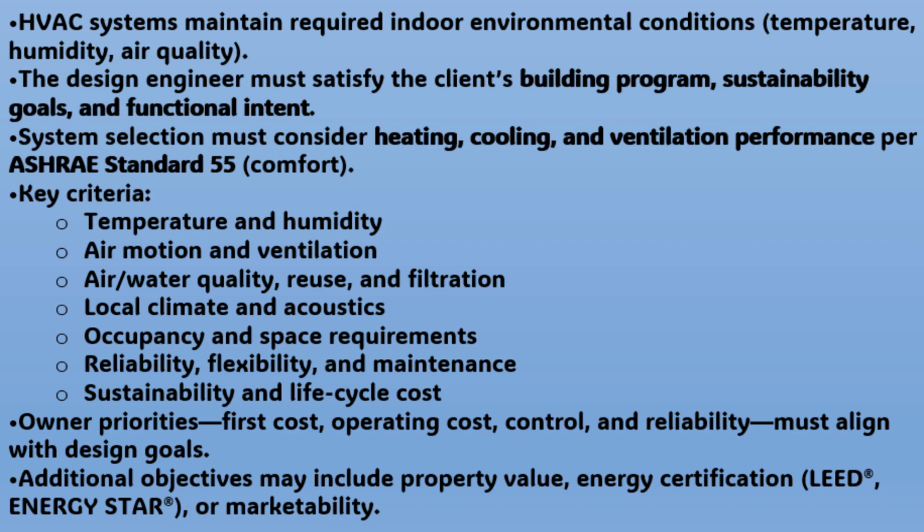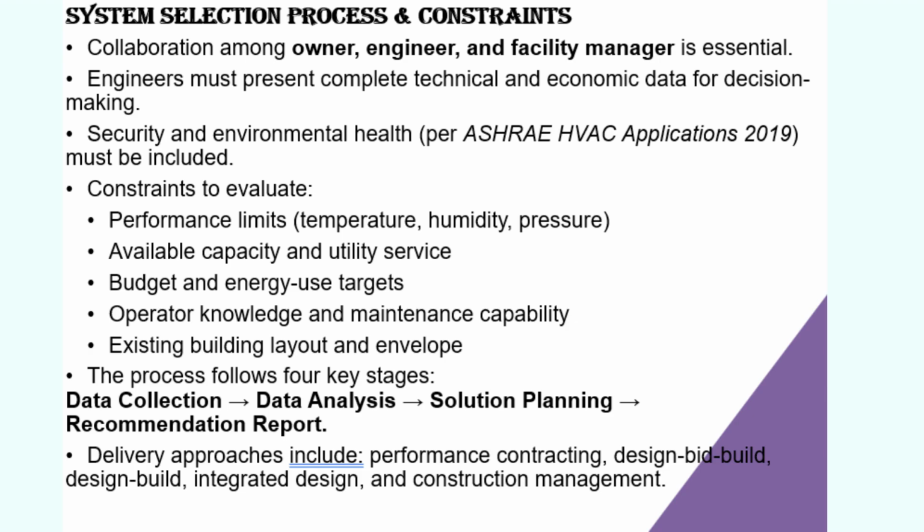The ASHRAE Handbook outlines a clear, structured process for system selection. It starts with data collection, where we gather information about the building program, loads, and constraints. Then comes data analysis, where we evaluate feasible system types. Next is solution planning, which includes cost, efficiency, and performance comparisons. Finally, we prepare a recommendation report that presents the optimal system options.